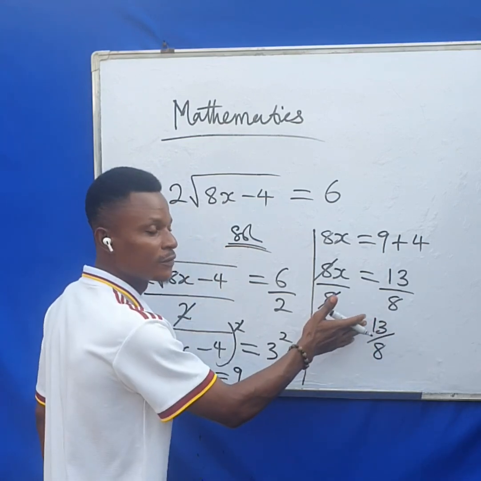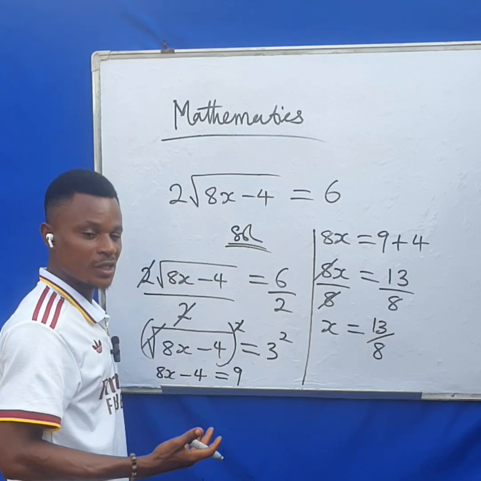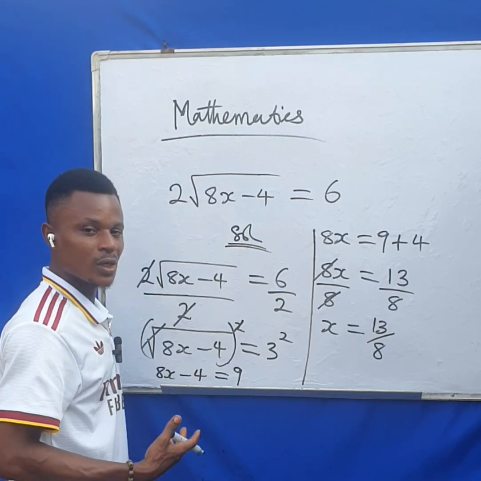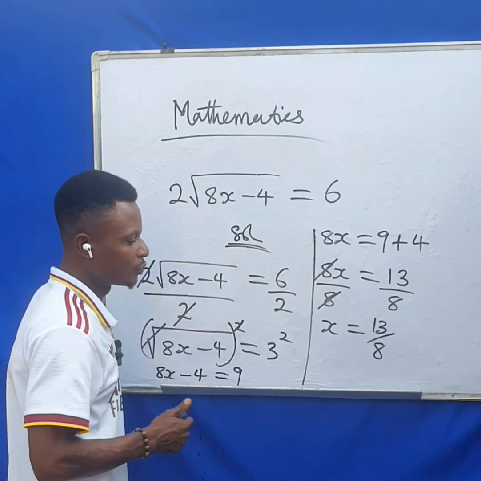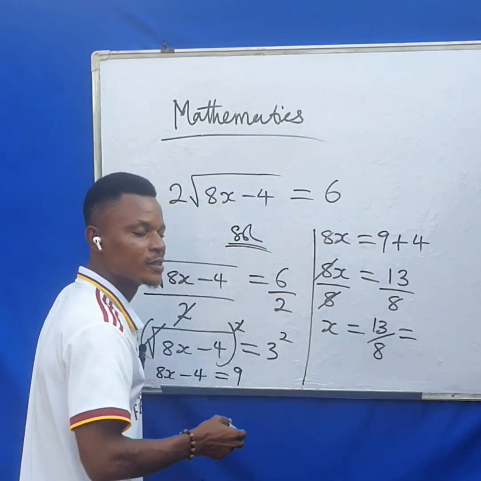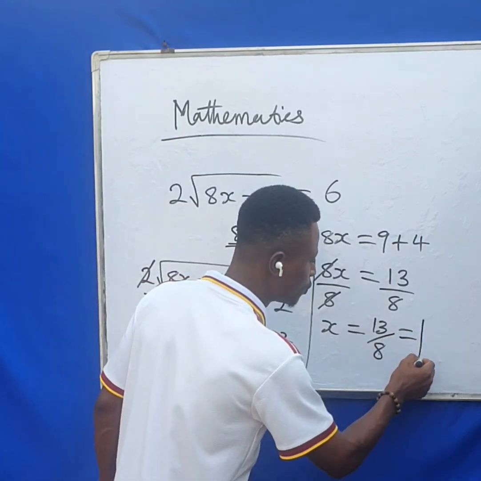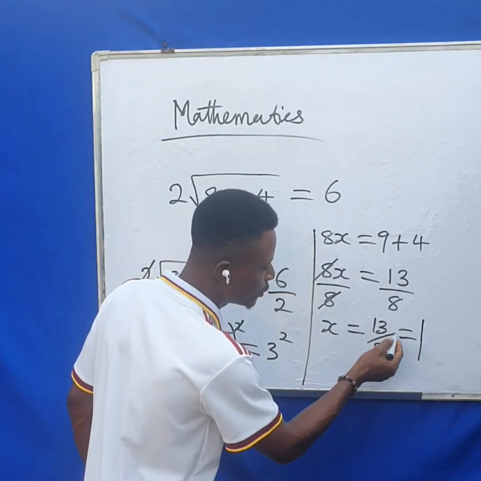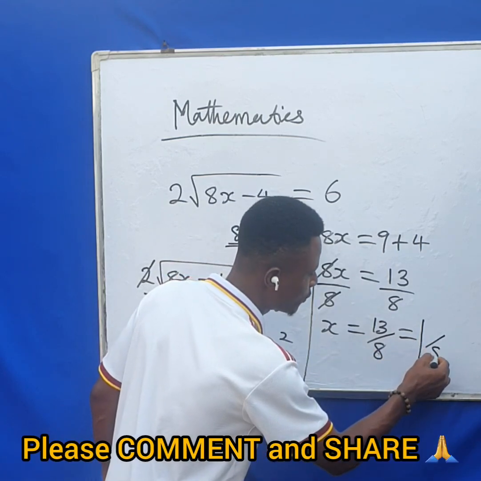And because we have an improper fraction here, we have to convert it to a mixed fraction. And the question is, how do we convert from an improper fraction to a mixed fraction? This is what we need to do. How many 8s can be found inside this 13? It's just 1. So you write 1 whole number. Now, if you see this slash, you put it here. Carry this 8 and write it here.